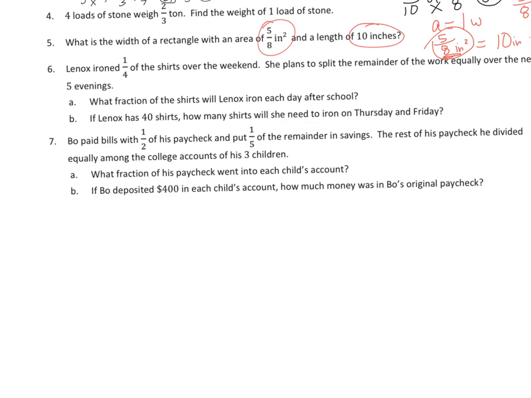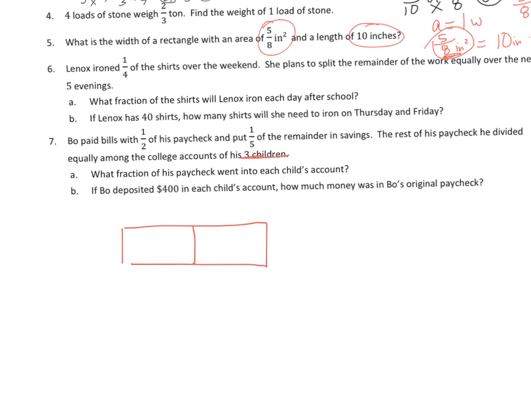Bo paid bills with 1/2 of his paycheck and put 1/5 of the remainder in savings. The rest of his paycheck he divided equally among college accounts of his 3 children. What fraction of his paycheck went into each child's account? So the first thing I want to do is draw this out so I can get a good visual. And this is for A.